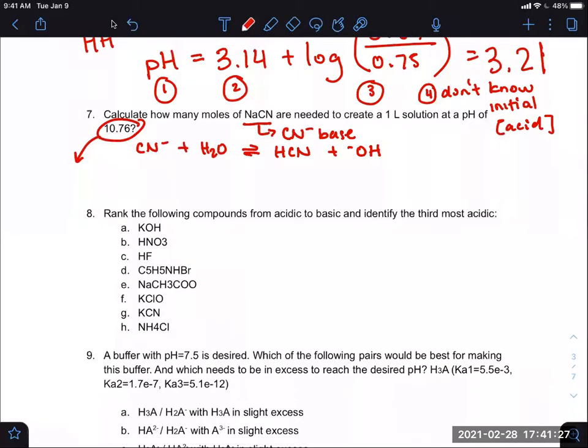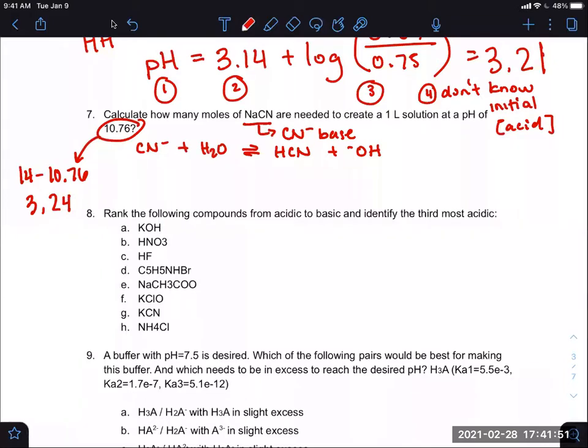Okay. All right, so we can tell a lot from that pH, right? We can find the concentration of OH. But the first thing we need to do is 14 minus 10.76, right? Because we're looking for OH, we're looking for pOH, right? So let's do that. 14 minus 10.76, okay. 3.24. That is our pOH.